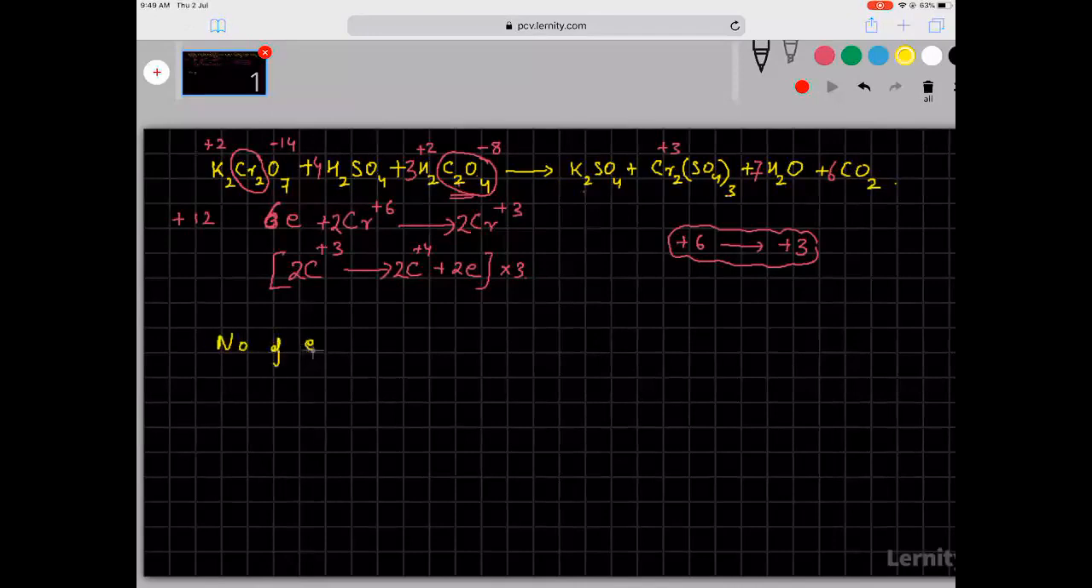Number of electrons taken equals number of electrons given.